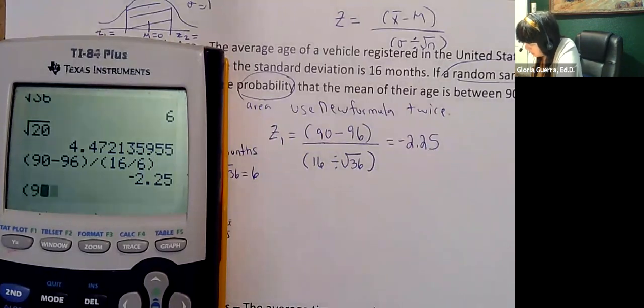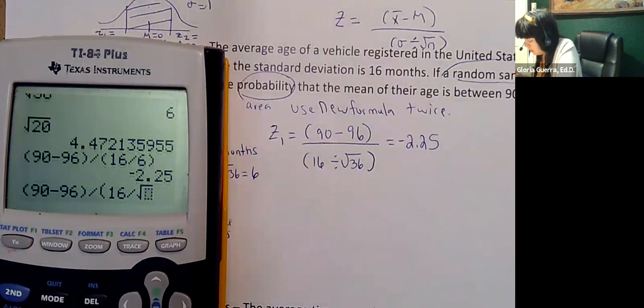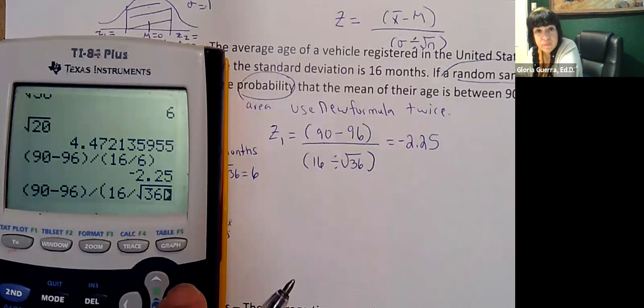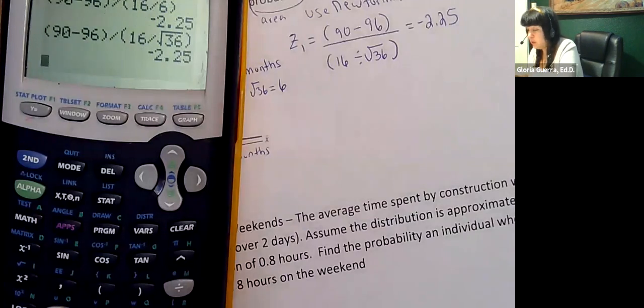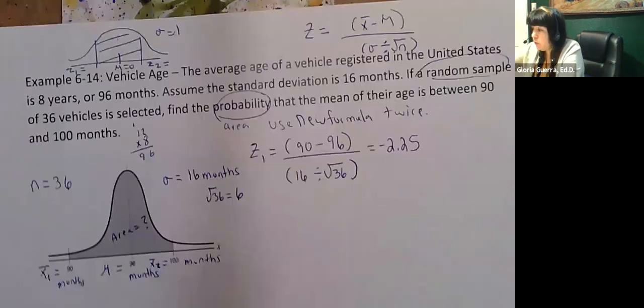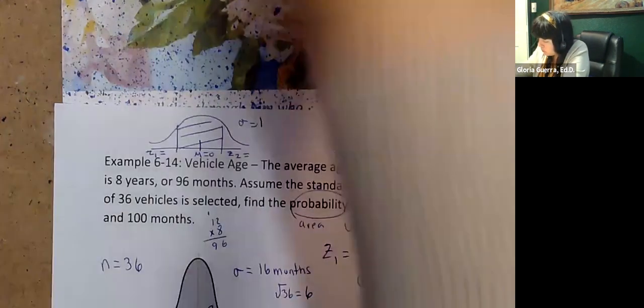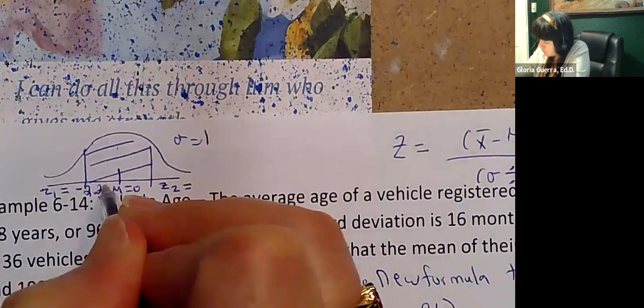If you don't want to do that, that's fine. Then you type 90 minus 96, close parentheses, divided by open parentheses, 16 divided by second, then x squared, and then 36. But then you have to remember to hit this little arrow right here and close the parentheses. Parentheses are on top of 8 and 9. And you still get negative 2.25. Okay, so now here on the picture, I can put negative 2.25.